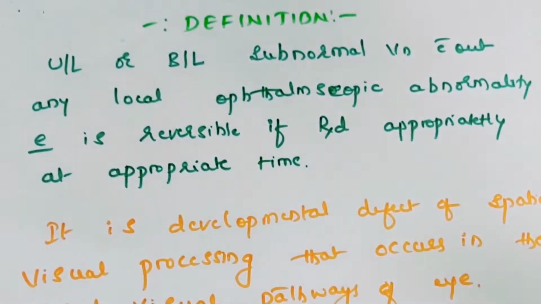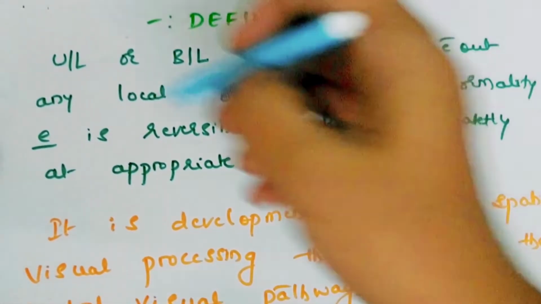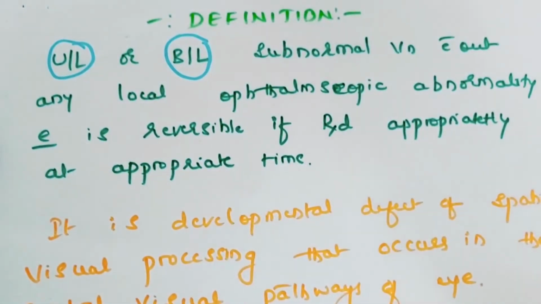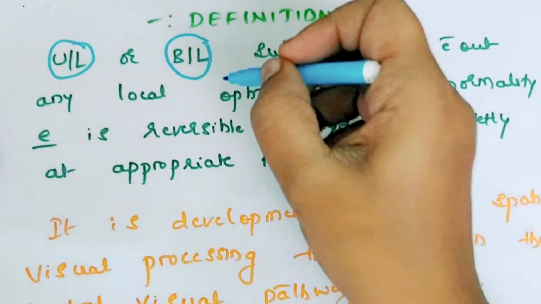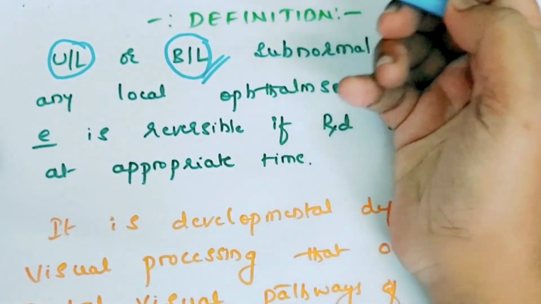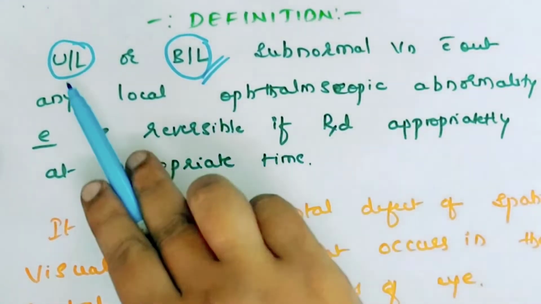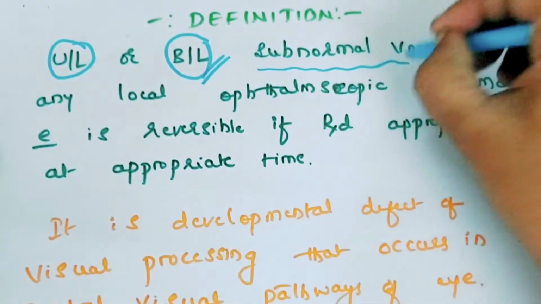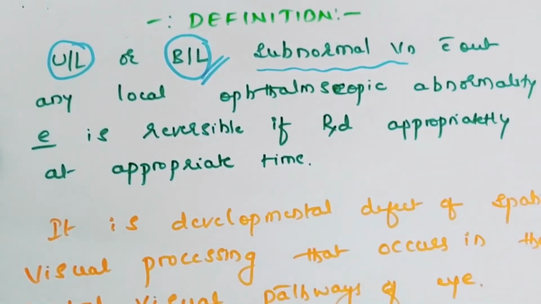What is the definition of amblyopia? Amblyopia can be unilateral or bilateral. With the explanation I gave, you might think it can only be unilateral because the other eye can be normal. But there are a few conditions where it can result in bilateral amblyopia also, which I will explain. So it can be unilateral or bilateral subnormal vision. It is not the 6/6 vision; there is some subnormal vision.